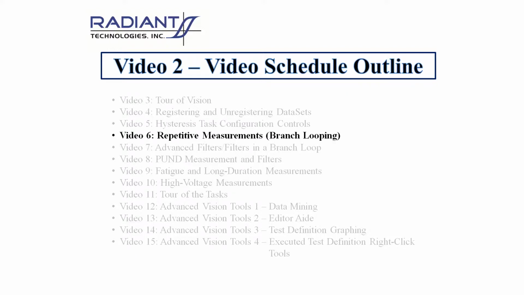In video 6, I will begin to show the power of the Vision program by introducing the topic of Iterative Execution, known as branch looping. The discussion will begin with a side topic that presents a Vision construct known as the user variable list. The selection of an element on the user variable list is key to the configuration of a very special program control task known as a branch task.